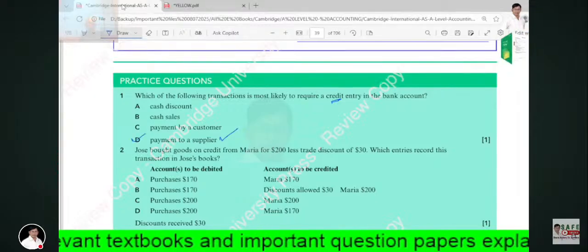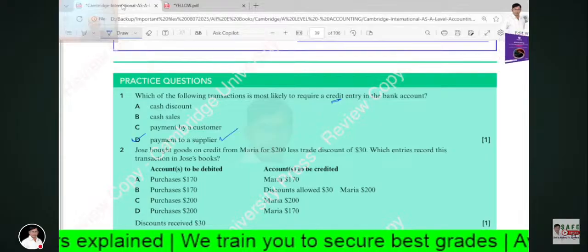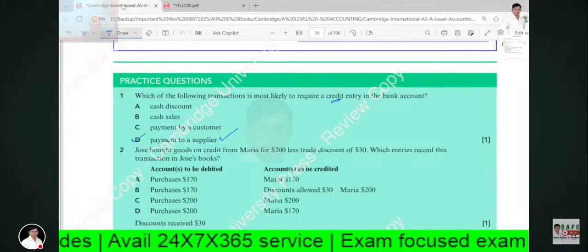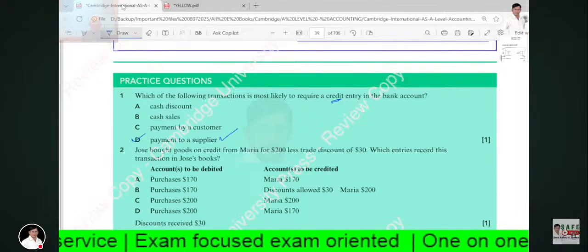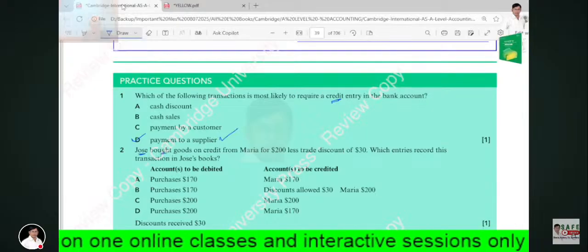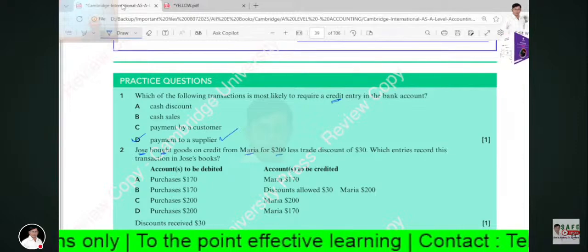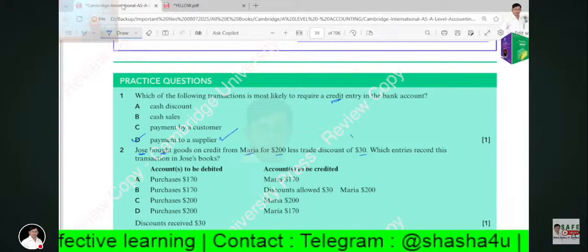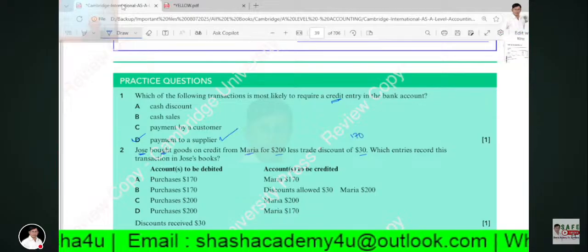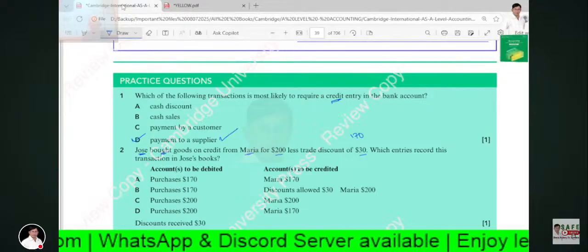Joe's bought goods on credit from Maria for rupees 200 less trade discount of 30. So 170. The transaction will be recorded at 170. Which entries record this transaction in Joe's books?